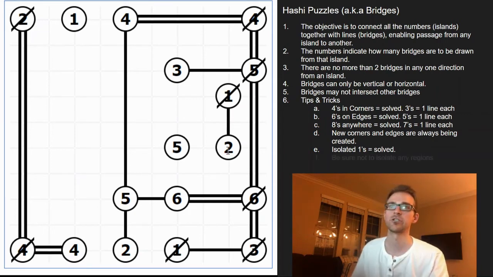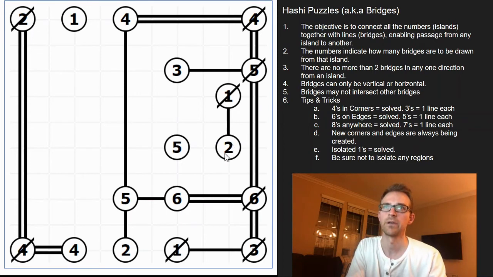And then lastly, just make sure all the islands are connected and you don't isolate any regions. So if we look at this 2, for instance, it only sees this 5 now. It can't connect anywhere else, so it has to go there. Now it has 2 lines, so that's been solved. This 5 only sees 1, 2, 3 islands, so we know automatically we can draw the 3 lines.